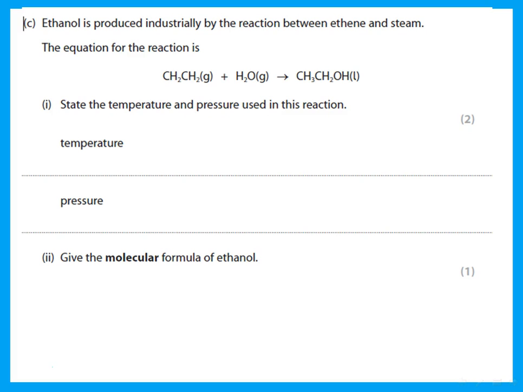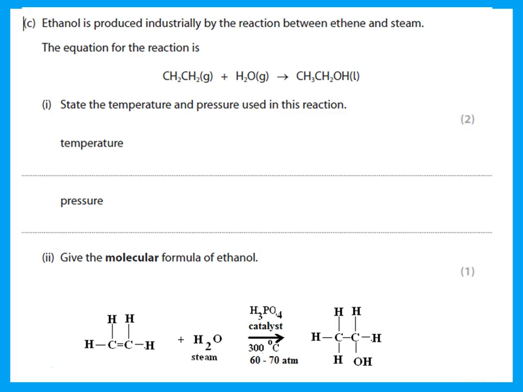The next question is talking about ethanol, and he says ethanol is produced industrially by the reaction between ethene and steam. So he's talking about the reaction of ethene plus steam, which is water, to give ethanol. And he's asking what were the conditions. So you should remember that for this reaction, the temperature was 300 degrees Celsius, the pressure was 60 to 70 atm, and if he asks for the catalyst, it is H3PO4, or phosphoric acid catalyst.